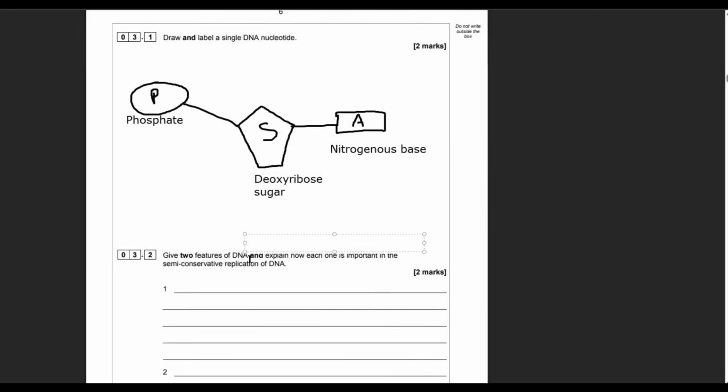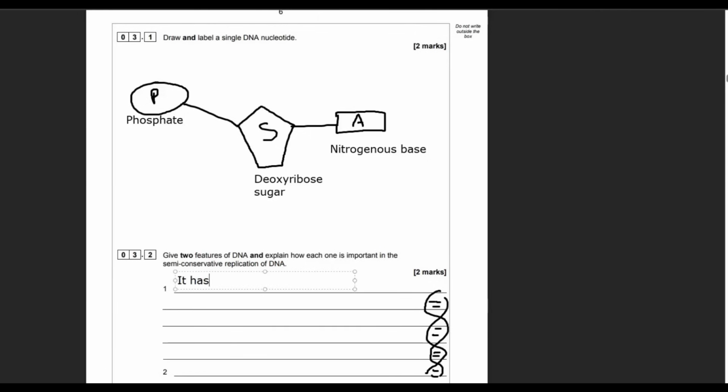Right, give 2 features of DNA. So 2 features of DNA and explain how each one is important in the semi-conservative replication of DNA. Okay, so let's think about our DNA. What do we know about DNA? Well, DNA we know is double-stranded. We know it's got complementary base pairing. We know that allows hydrogen bonds to form between the bases on either adjacent DNA strand. Okay, so let's go through, name a feature and explain.